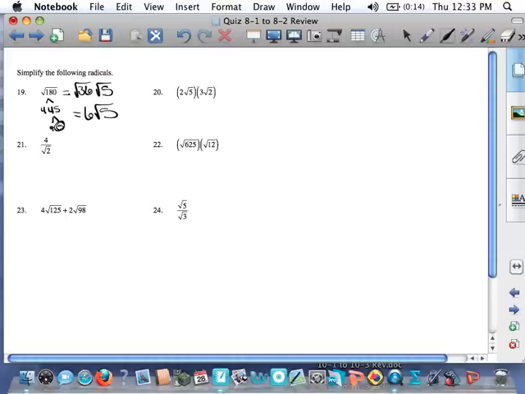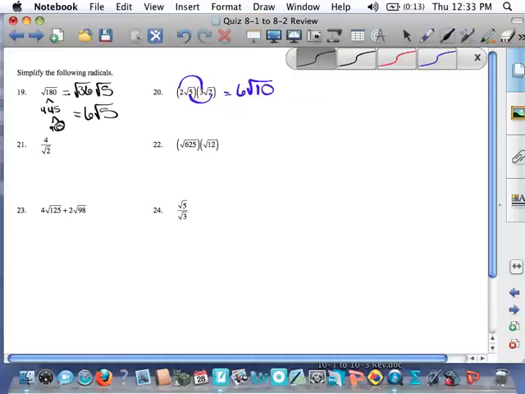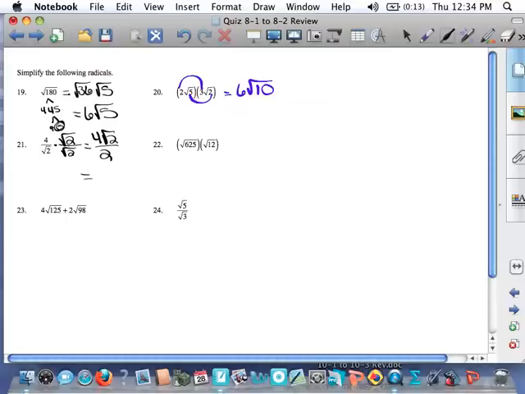Number 20, multiplying radicals. You multiply the outside together, then you multiply the radicands together. Simplify that if you can. You cannot simplify the square root of 10. When you have a radical in the denominator, multiply by the exact same radical. So here I'm going to have 4 root 2 over 2, which I can reduce to 2 root 2. That's called rationalizing the denominator. When multiplying, you just multiply the radicands together.